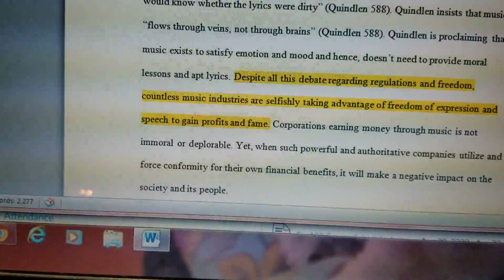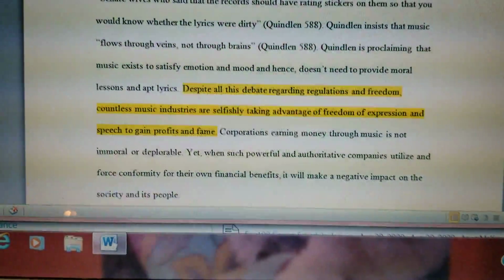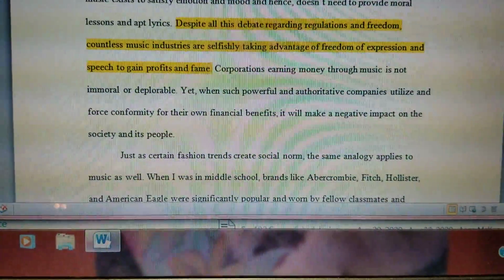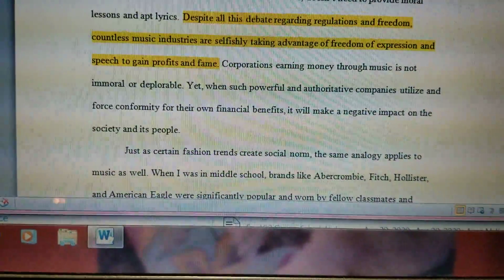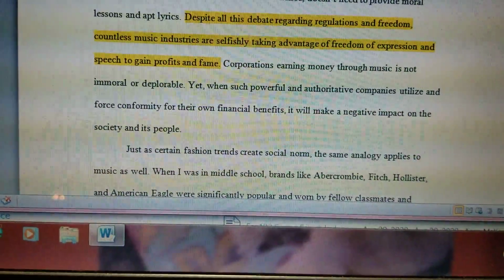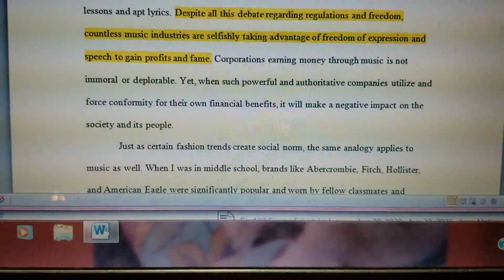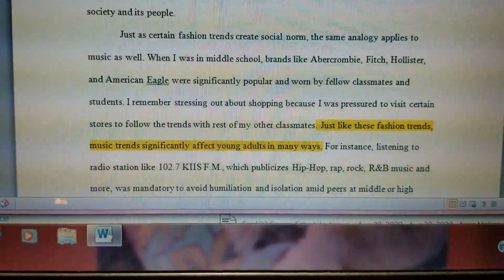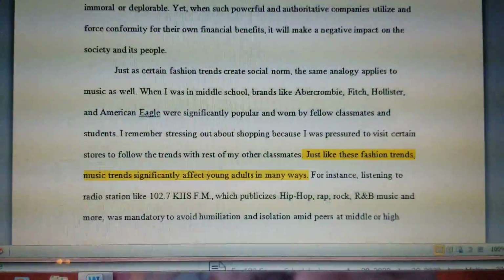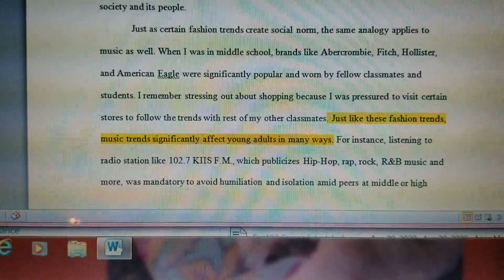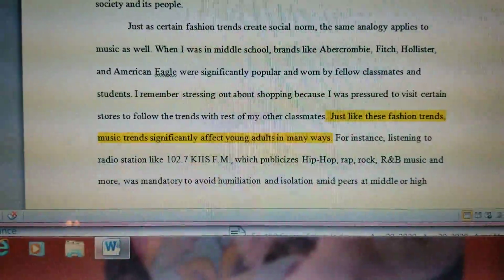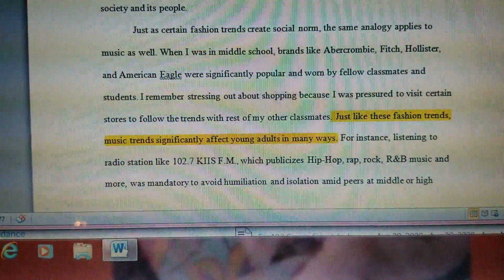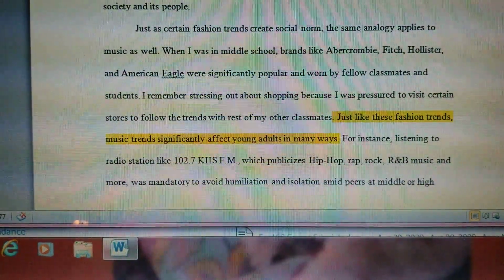She goes on to say that companies earning money is not immoral or deplorable, but they also are very powerful, and they have to face the fact that forcing conformity for their own financial benefit makes a negative impact on society and its people. And then she gives a good example. Now, this particular student comes from a place where she was an international student from China. So she has the experience to show two different forms of society.